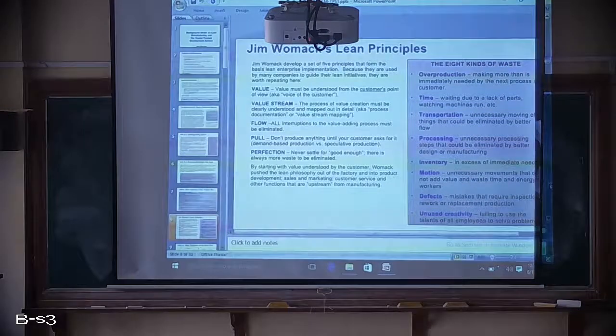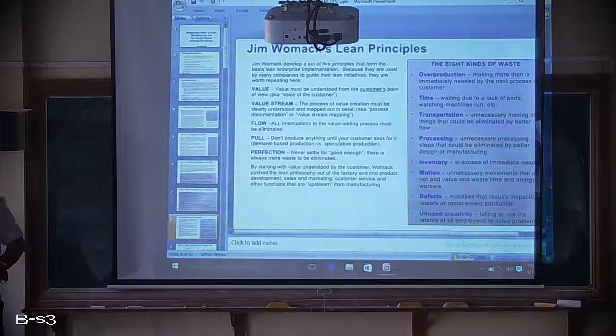Third, flow. All interruptions to the value adding process must be eliminated. Normally there are so many things, so interruptions are there. While converting a raw material to an end product, some things are going to be interrupted, so that should be eliminated. Fourth, pull system: don't produce. To avoid overproduction, always go with a pull system. Don't produce anything until your customer asks for it. Demand-based production versus speculative production.